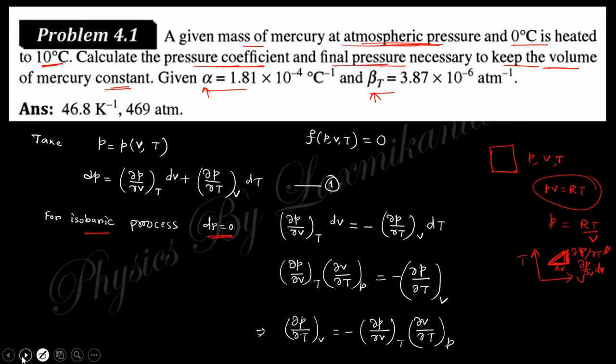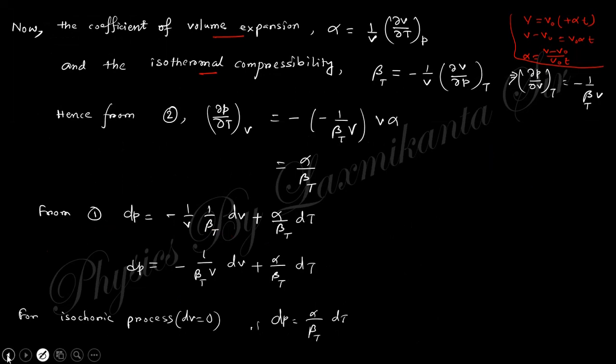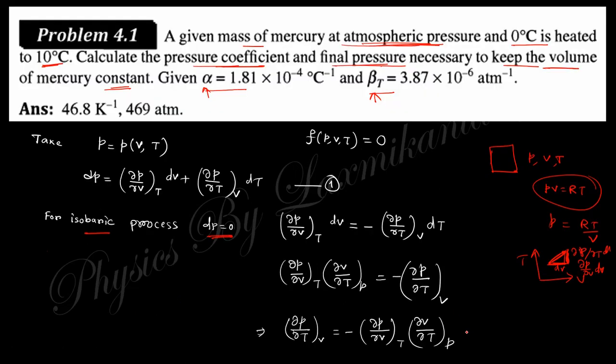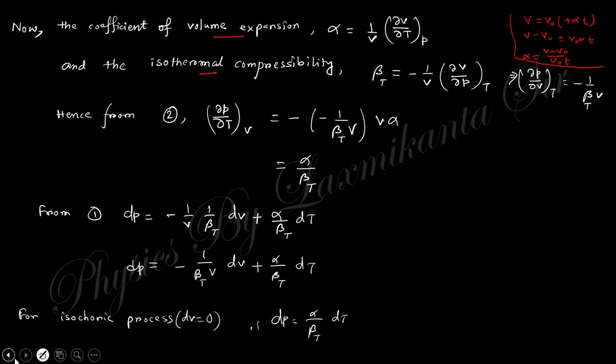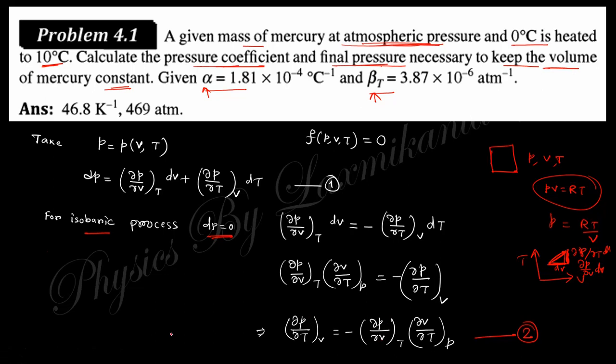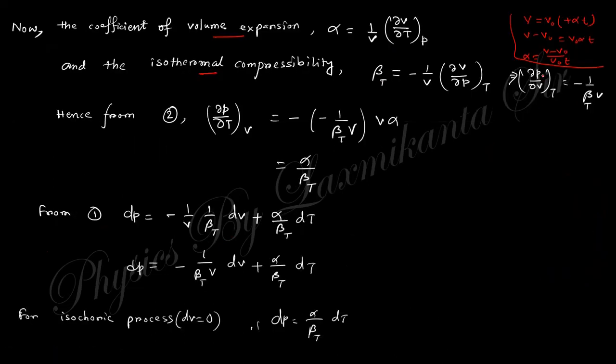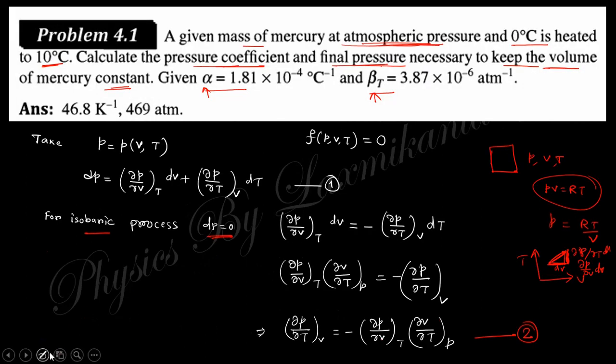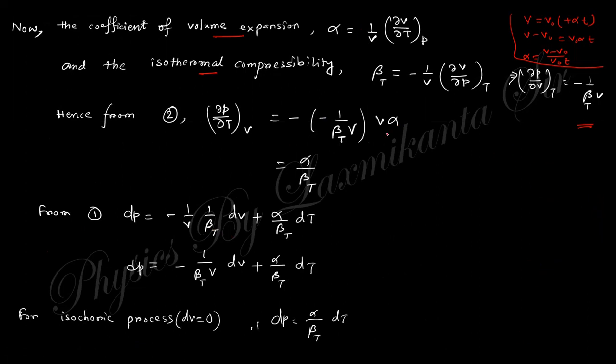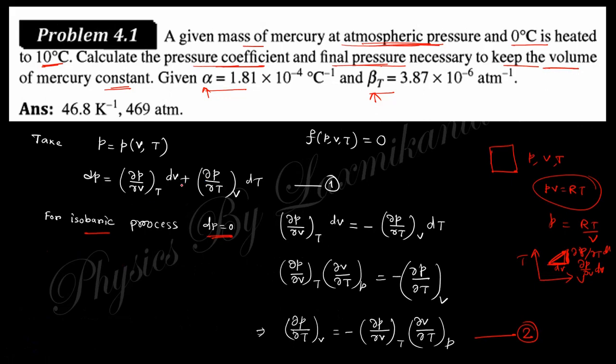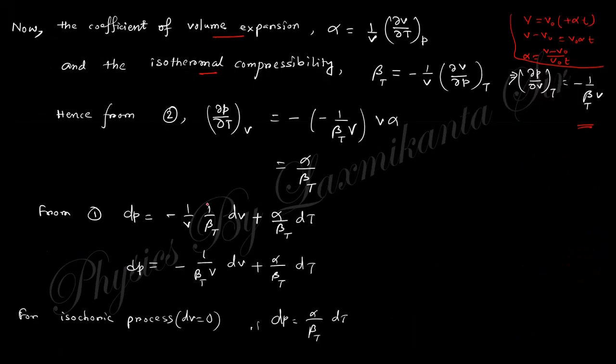So from equation 2, where is the equation? Del P del T. Oh, this is equation number 2. So from equation number 2, del P del T at constant V equals del P del V at T times del V del T at constant pressure, and this is equal to alpha V. So if you put this in, it will be obtained. So from equation 1, if you put this here, del P del V at constant T equals like that.